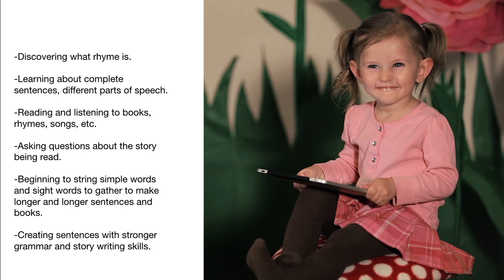Every kid's going to go at a different speed, but during these early years, they're discovering what rhyme is. They're learning about complete sentences and different parts of speech. And as they read, they learn more and more words that come up over and over again. And they begin to see these sight words after a while. And that helps them with reading and also just listening to people read books or sing songs or rhymes also helps their vocabulary grow and their awareness of words in the environment.